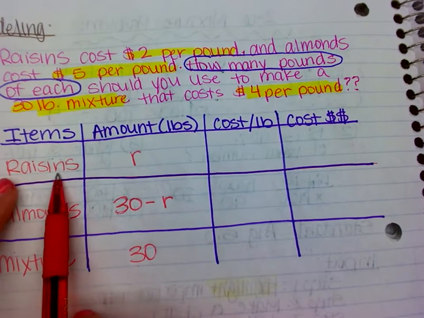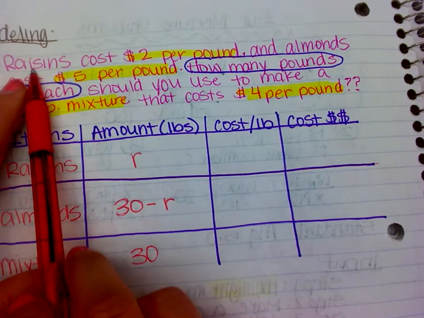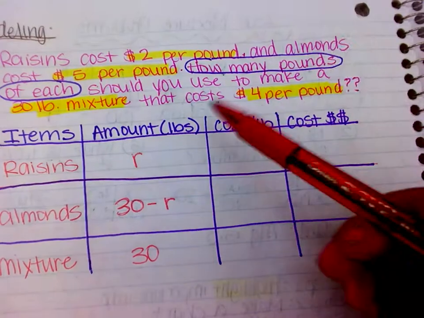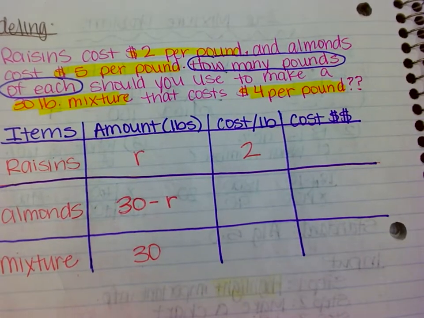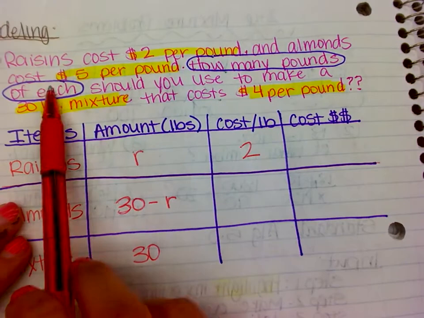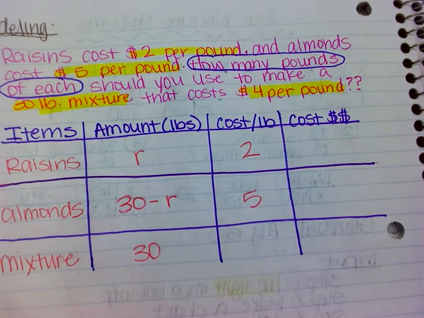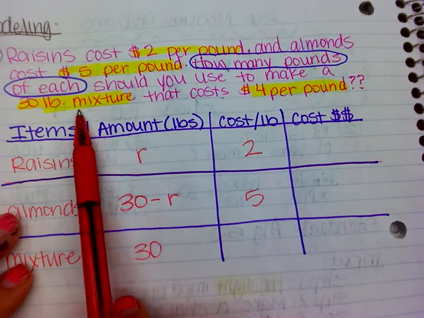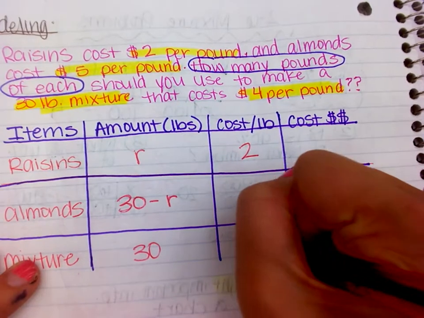Now, our cost per pound. We're going to go to our next column here. Raisins. What is the cost per pound of raisins? Well, let's go back and read. Raisins cost $2 per pound. So our cost per pound is 2. Now, what about almonds? Almonds cost $5 per pound. And what about our mixture? We want to make a 30-pound mixture that costs $4 per pound.